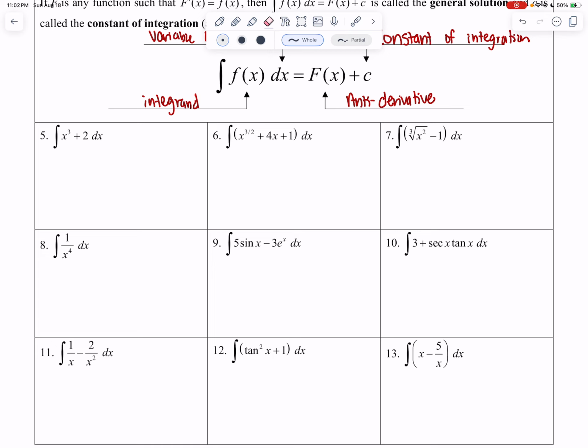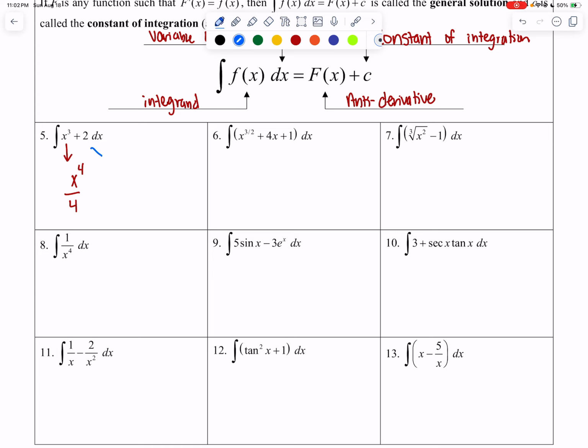The power rule for antiderivatives is us going to add 1 to our exponent and then divide by whatever my exponent is. So in this case, I'm going to add 1 to x to the 3. That's going to be x to the 4th. And then I'm going to divide that by 4 to get x to the 4th divided by 4. Because if I take the derivative of this, I should get x to the 3rd.